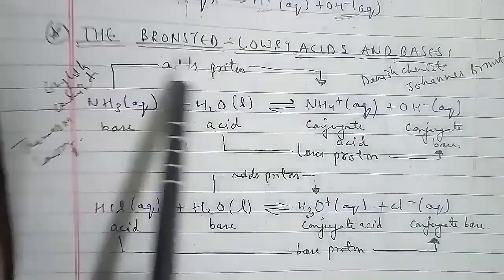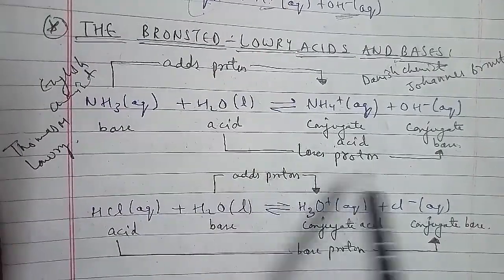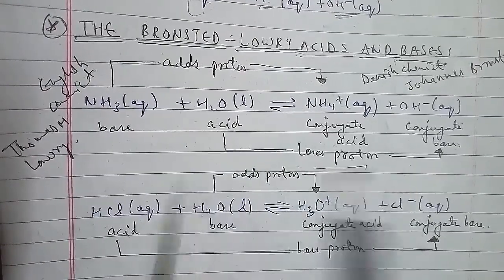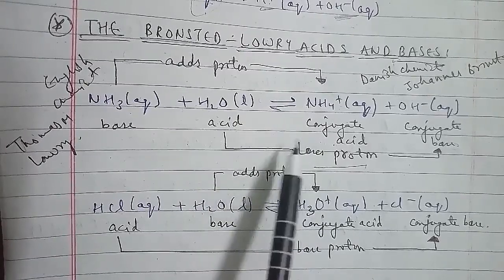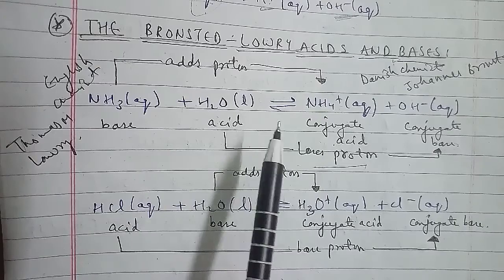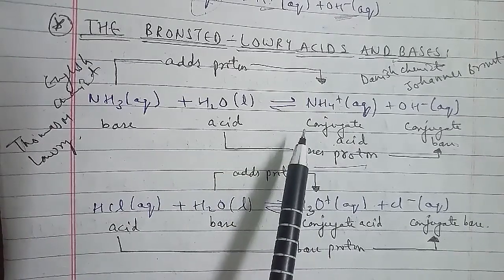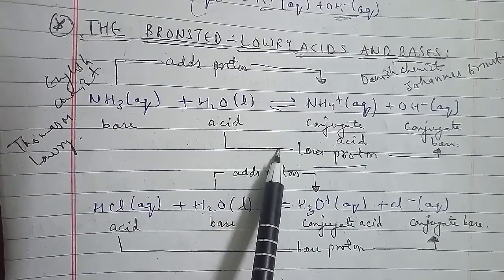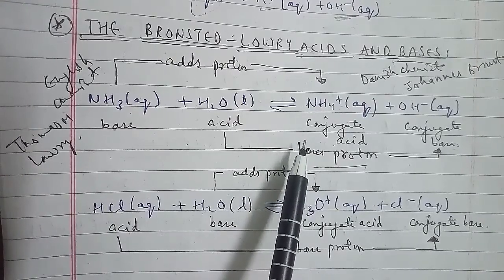In the reverse reaction, H+ is transferred from NH4+ to OH-, and in this case NH4+ acts as the Bronsted acid while OH- acts as the Bronsted base. The acid and base pair that differ only by one proton is called a conjugate acid-base pair. Therefore OH- is also called the conjugate base of the acid H2O, and NH4+ is called the conjugate acid of the base NH3.